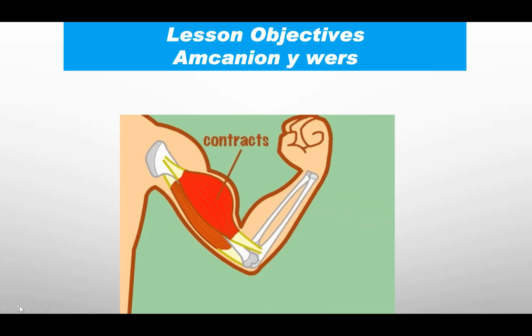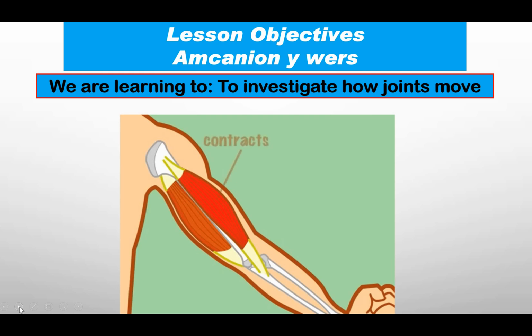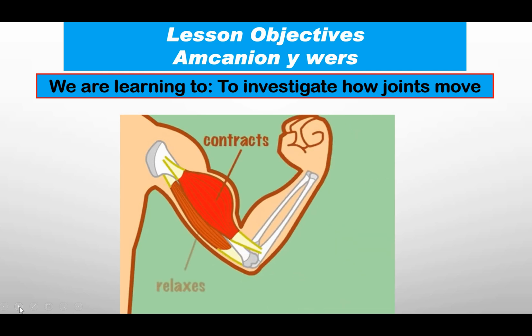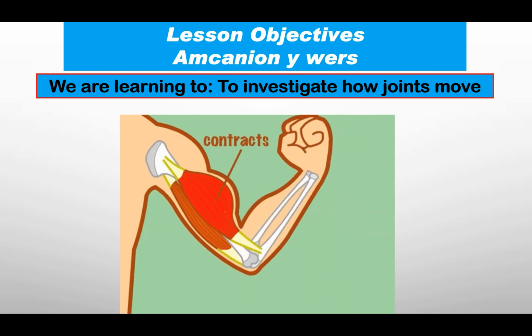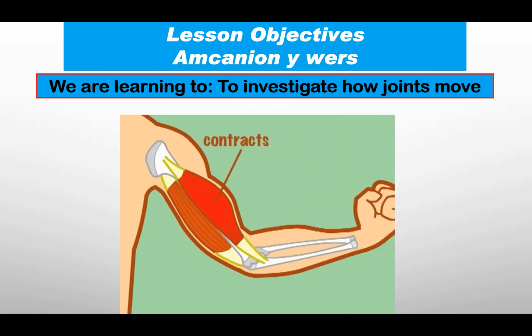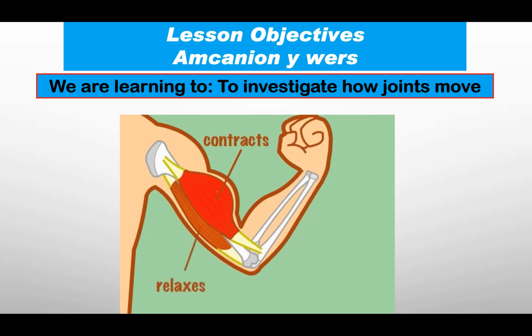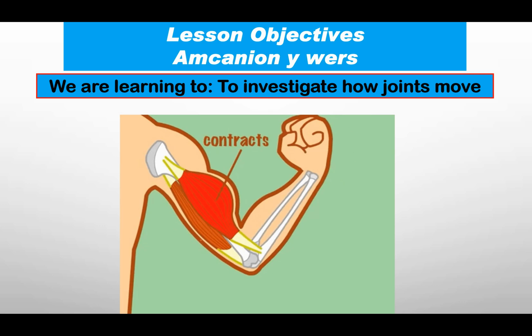Turn over the page to the next page, and we're now starting to look at the lesson objective, learning to investigate how your joints move. So in this arm, we can see the lower bones, the radius and the ulna, and we can see the humerus. And then we can see two muscles, the one on the top, the bulging biceps, and the one underneath is called the triceps. In this little animation, we can see that as the lower arm moves up, it's because your biceps contract and the triceps relax. As the arm moves down, the triceps contract and the biceps relax, so it does the opposite.